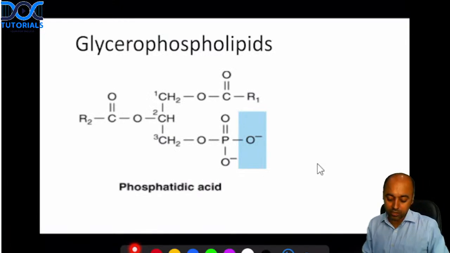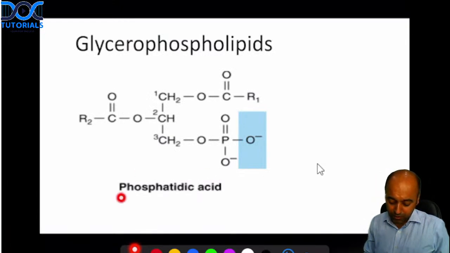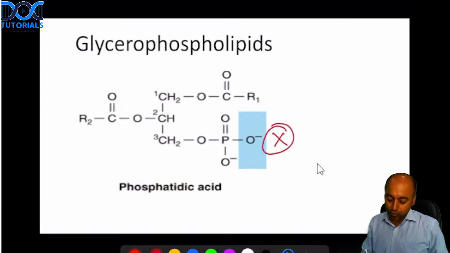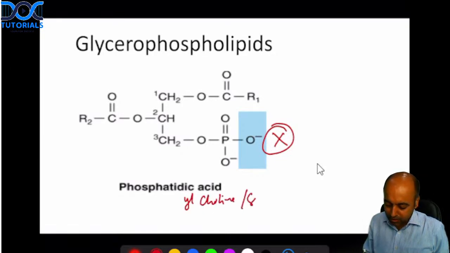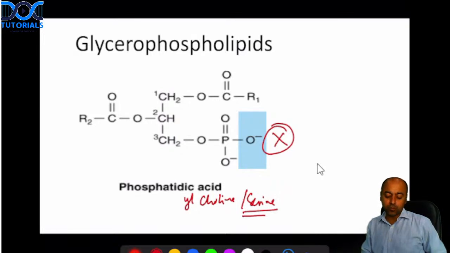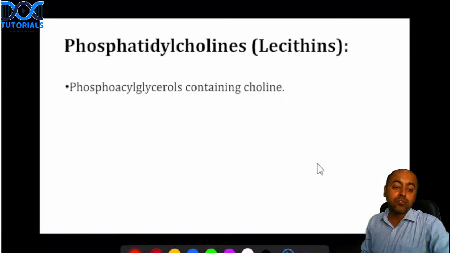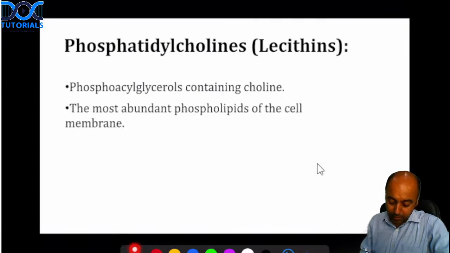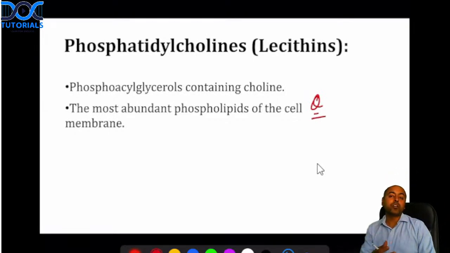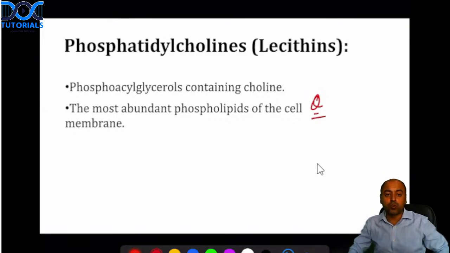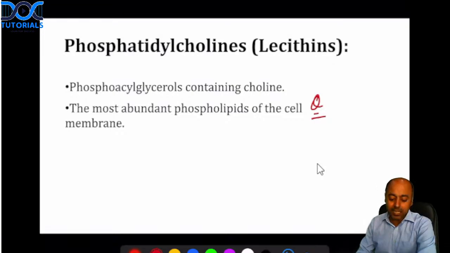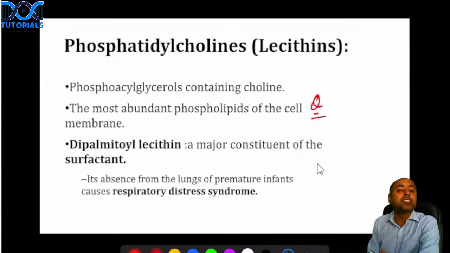Okay, so you can see the glycerophospholipid. This is the core structure, which is phosphatidic acid, and in front of it you can add something. For example, if you add choline, then it becomes phosphatidylcholine. You can add serine, you can add ethanolamine. Different molecules can be added. Phosphatidylcholine is the most abundant phospholipid of the cell membrane. Common question: most abundant phospholipid of the cell membrane. The answer will be phosphatidylcholine, also known as lecithin. And one common example is dipalmitoyl lecithin.